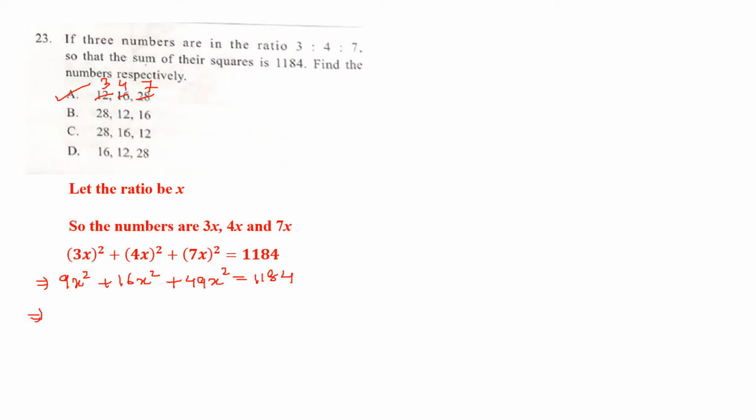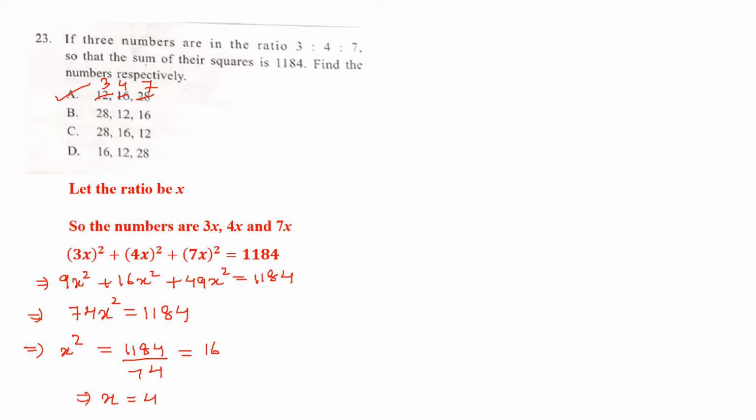It is already given in the question. If you add 9x square plus 16x square plus 49x square, you are going to get 74x square is equal to 1184. So the value of x square will be 1184 divided by 74, and if you divide it, you are going to get 16. And 16 is a square of 4. So the value of x is 4.